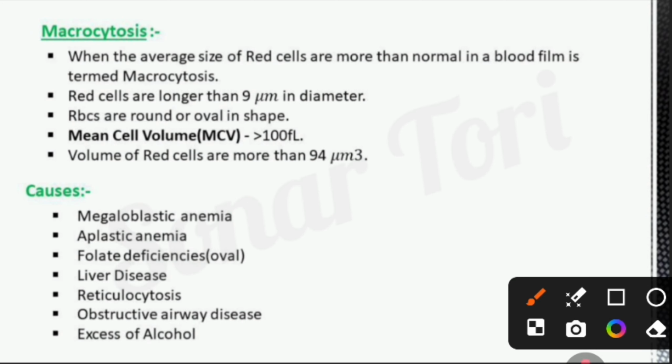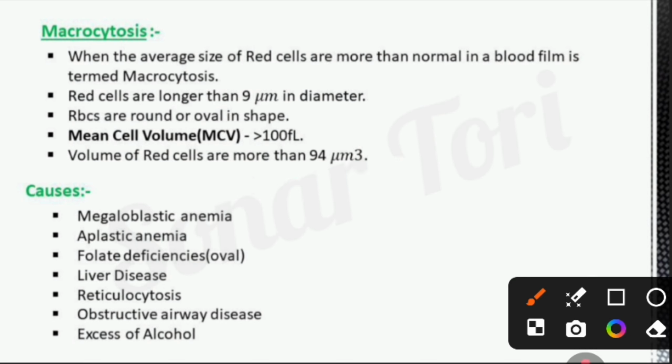Then the last type of anisocytosis is macrocytosis. When the average size of the red blood cell in the blood film is more than the normal size, it is termed macrocytosis. In macrocytosis, the red blood cells are larger than 9 micrometer in diameter. Then RBCs are round or oval in shape. Mean cell volume, or MCV, is greater than 100 femtoliter, and in macrocytosis the volume of the red blood cell is more than 94 micrometer cube.